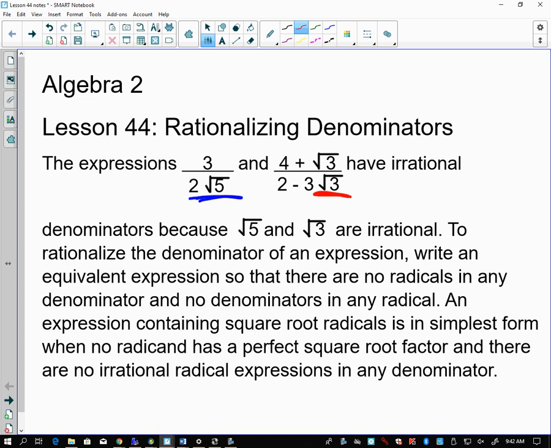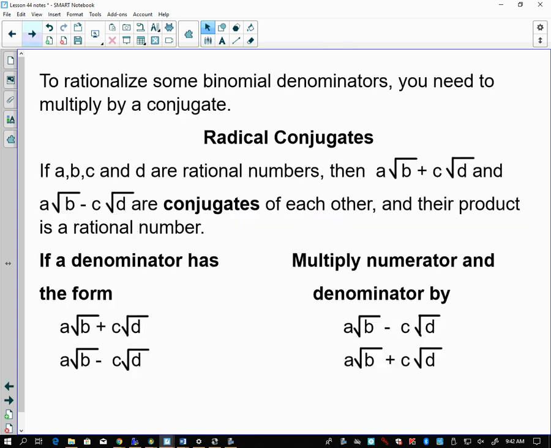All right. So we write an equivalent expression so that there are no radicals in any denominator and no denominators in any radical. An expression containing square root radicals is in simplest form when no radicand has a perfect square root factor, and there are no irrational radical expressions in any denominator. All kind of complicated. But we're going to learn how to deal with some of these more complex situations. So to rationalize some binomial denominators, meaning that there's 2 terms in that denominator where a radical is included, we need to multiply by a conjugate.